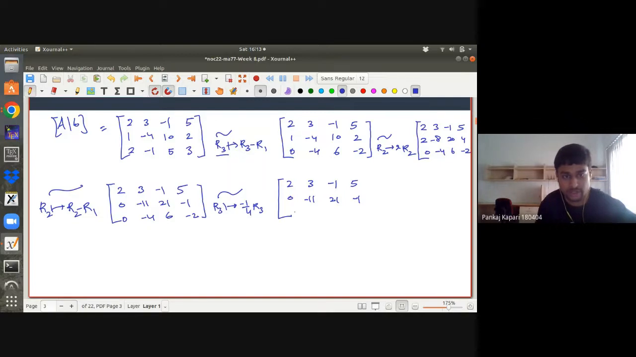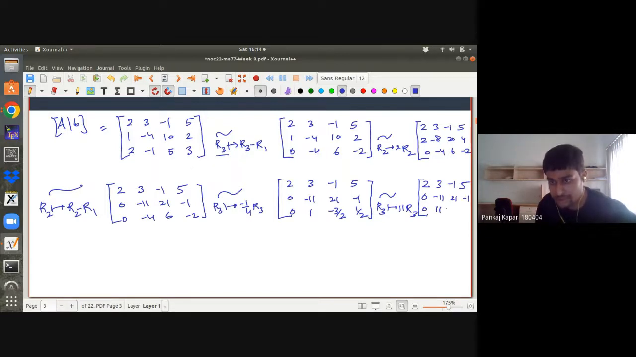Okay, so divide the third row by -4. So what we'll have is 1. This will become -3/2, and this will become half. Now we'll multiply the third row by 11. Again, R3 will change to 11 times R3. Then what we'll have: 2, 3, -1, 5, 0, -11, 21, -1, 0, 11.